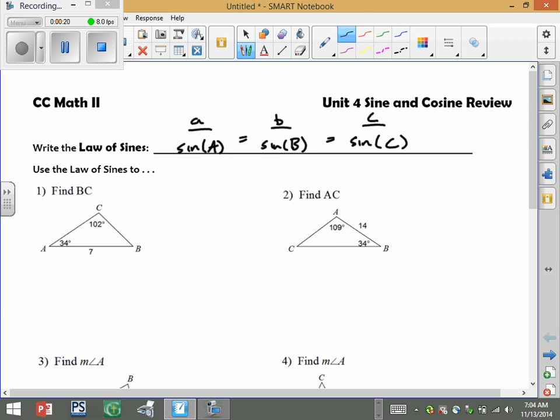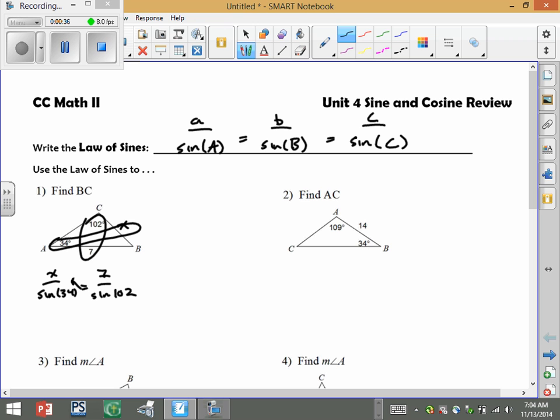So use law of sines to find BC. So here's BC, we'll call that X. Go ahead, do your circles. We end up with X over the sine of 34 equals 7 over the sine of 102.